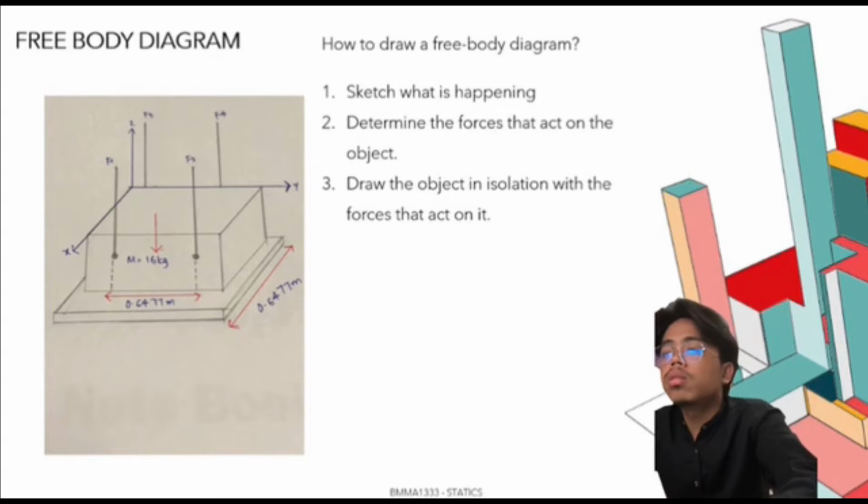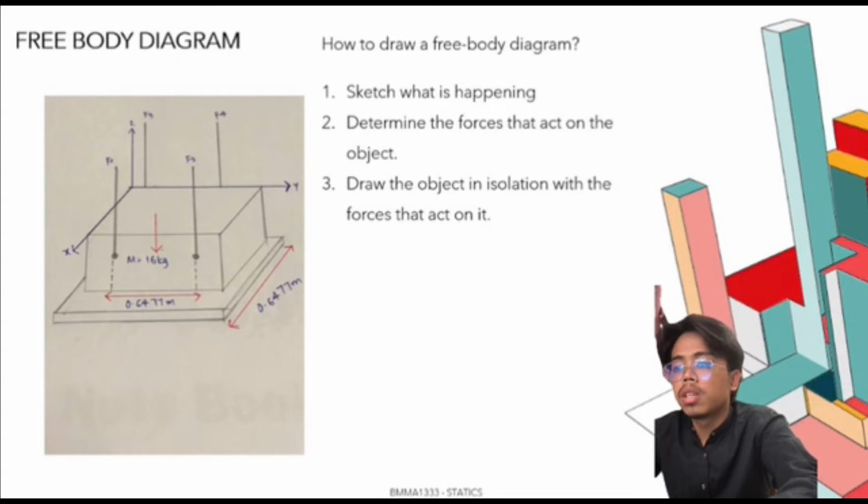So next is how to draw a free body diagram. First is to sketch what is happening. So our group analyzed the shape first. Our object is a ceiling mounted cassette, whose shape is square, and we also analyzed that it has four holders. Second is to determine the forces that act on the object. Our group analyzed that the ceiling mounted cassette has four holders, which make it stick to the wall. So we label them force 1, force 2, force 3, and force 4.